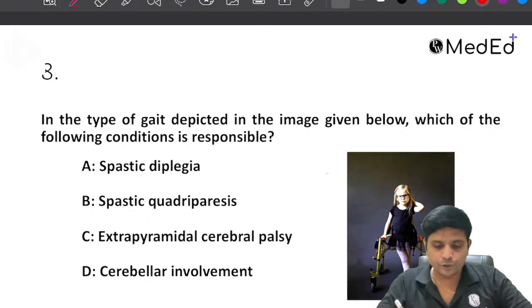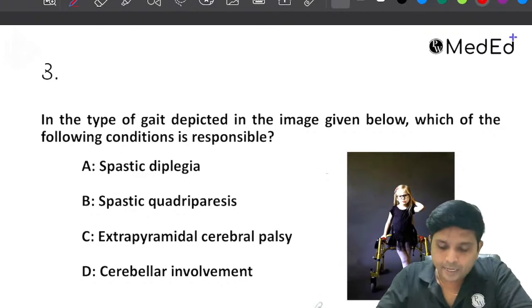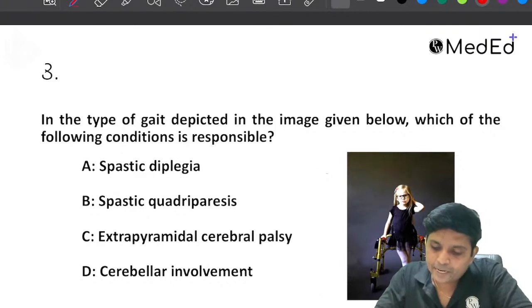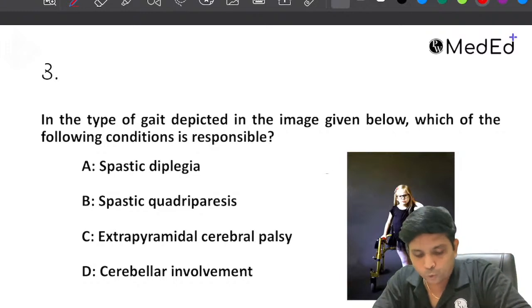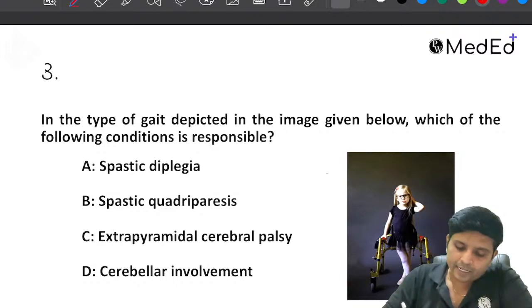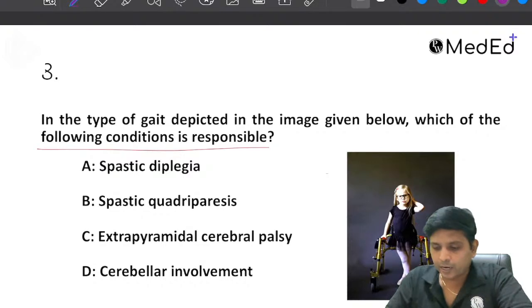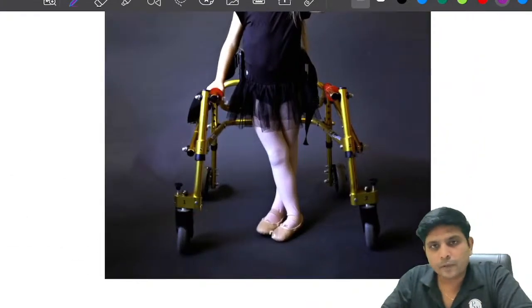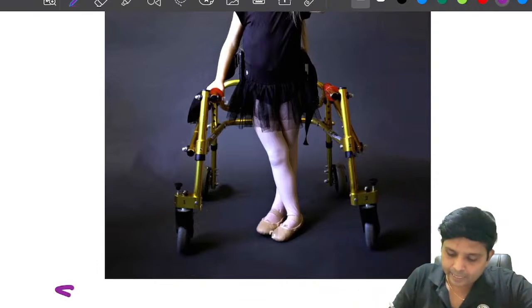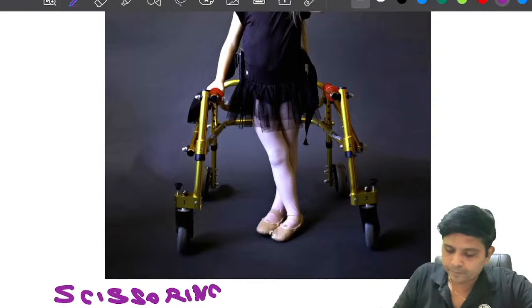Right. Next question. 8. In the type of gait depicted in the image given below, which of the following conditions is responsible? Look at this. What does the child have? The child has scissoring gait.